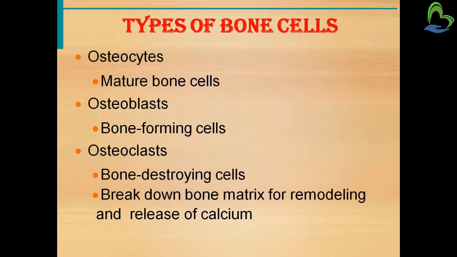Now the types of bone cells. The first one is osteocytes, the mature bone cells. The bone forming cells are known as osteoblasts, and osteoclasts are the bone destroying cells that break down the bone matrix for remodeling and release of calcium. So these three types of cells are present in the bones: osteocytes, osteoblasts and osteoclasts.